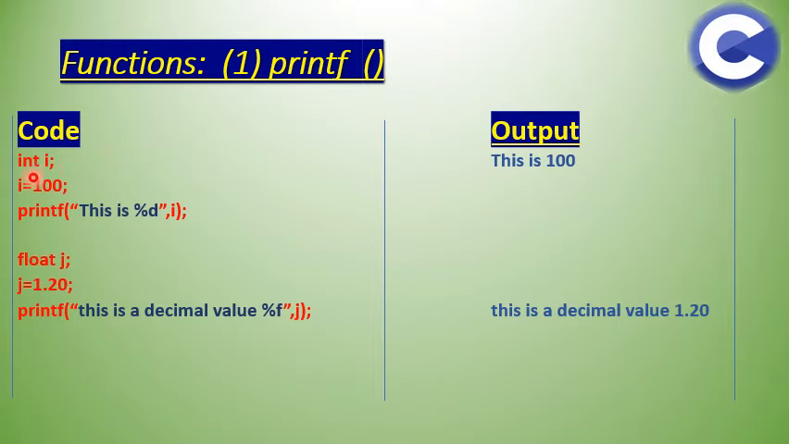The code is int i; semicolon. I have considered a variable whose name is i and it is of int data type. That means my i variable will store data of integer type. That's why I have declared the int data type for this variable name. And the semicolon is the instruction terminator.